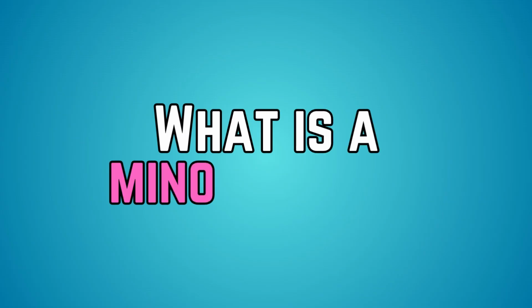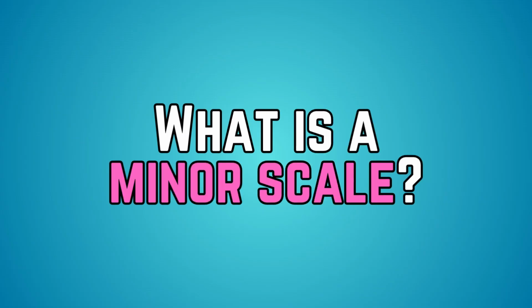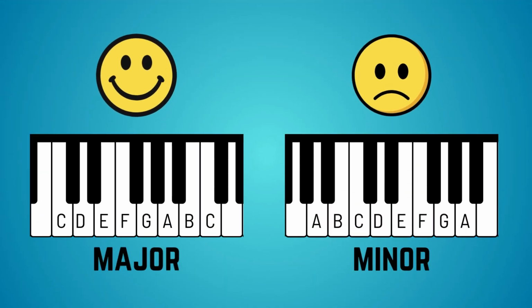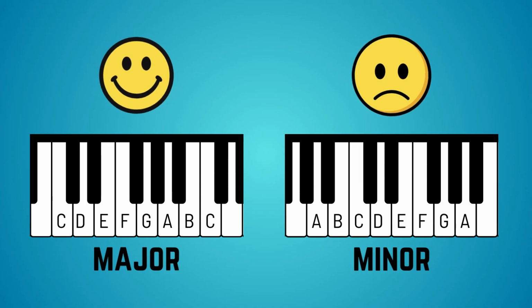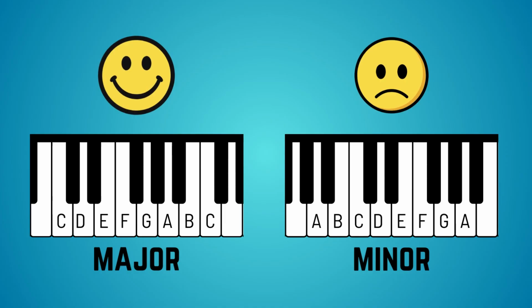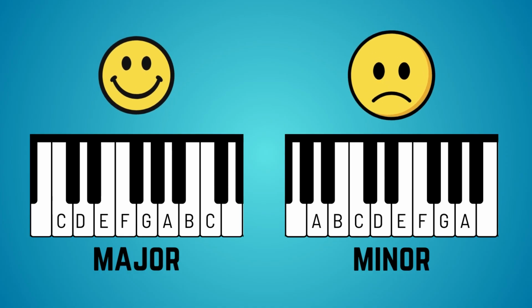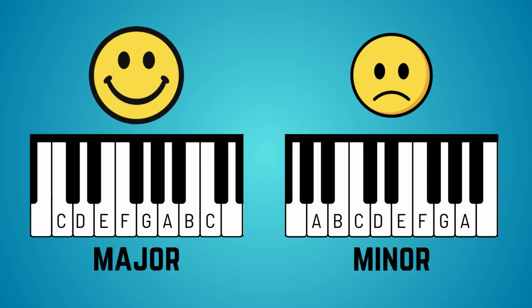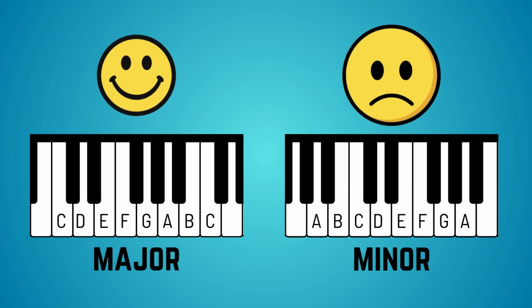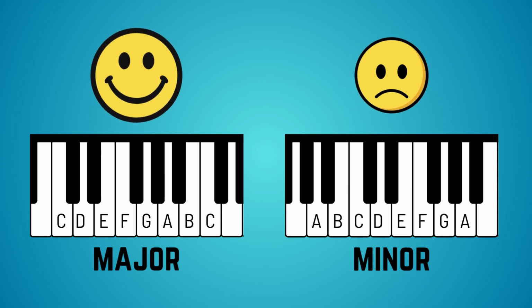A minor scale is another type of scale built using a specific pattern of whole steps and half steps. In our previous lesson on major scales, we learned that major scales are often described as sounding bright, cheerful, or confident. Minor scales tend to have a darker, more serious, or sometimes more dramatic sound.